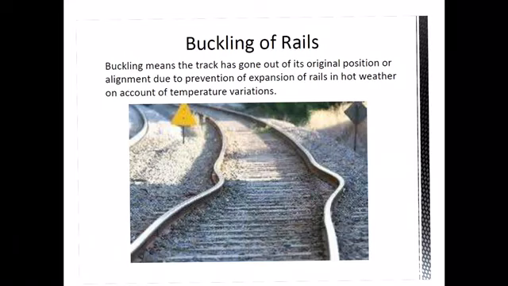Then the last defect we can see is the buckling of rails. As you can see here, a portion of the rail section is moved out of position. This bending of the rails we call the buckling of rails. So what is the reason for the occurrence of this buckling? This is mainly because of insufficient gap provided for the expansion of the rail section. That will give rise to the buckling of the joint.